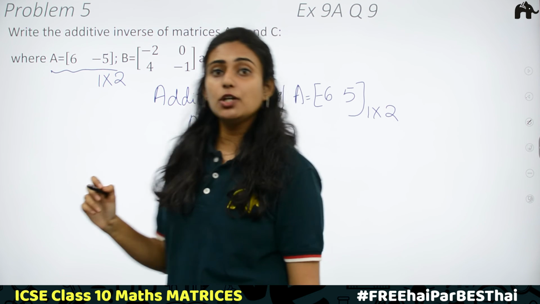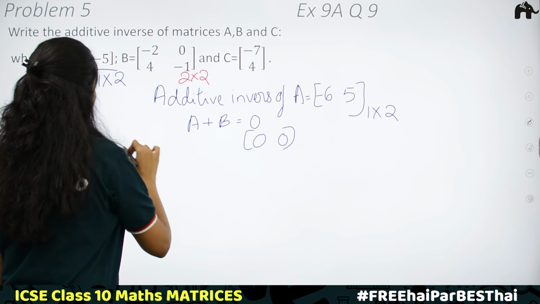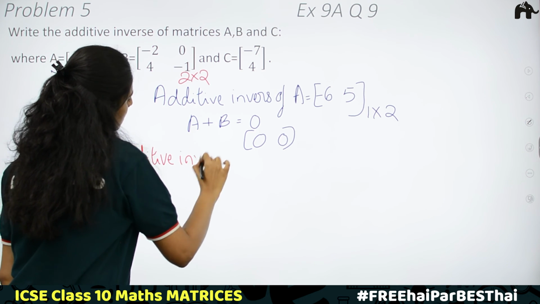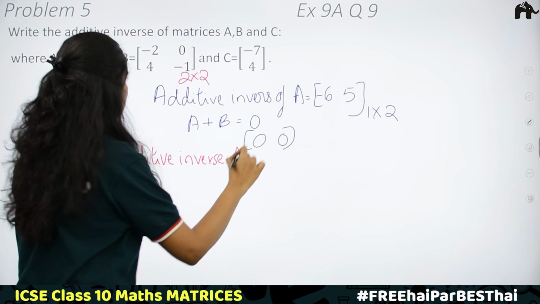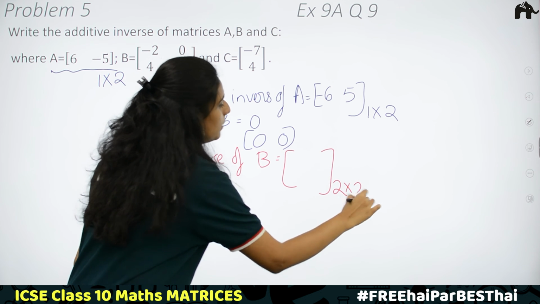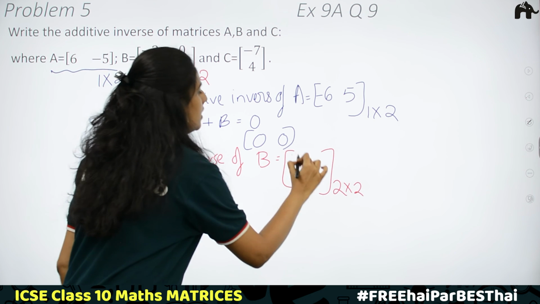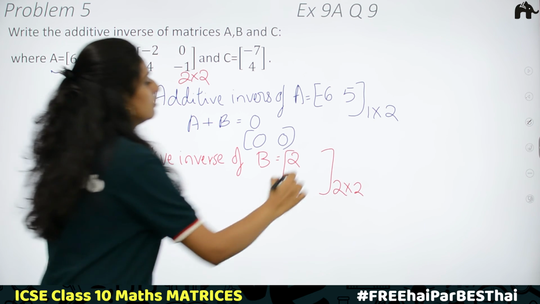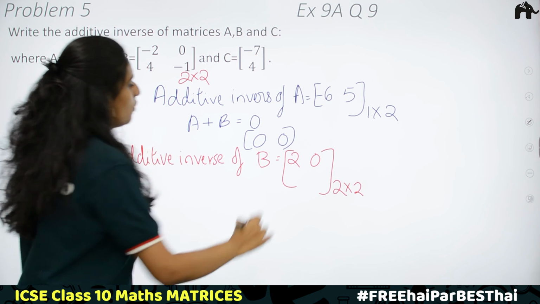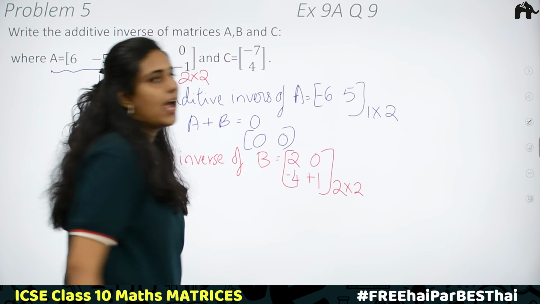Next, second, we have a 2 by 2 matrix. Additive inverse of B is equal to, what are the elements? We will be getting a 2 by 2 matrix as the additive inverse. Here the first element is minus 2, here it will be plus 2. 0: in case of 0 we said sign doesn't matter, it is 0 itself. 4 becomes minus 4, minus 1 becomes plus 1. This is the additive inverse.